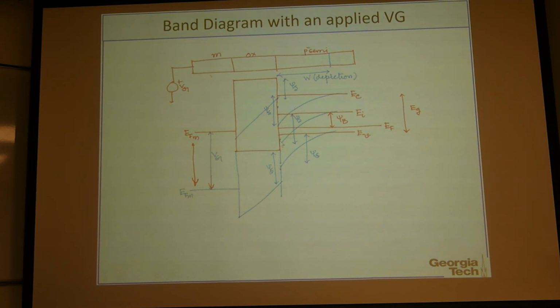Then we will define a few terms here. So the band bending from here to here is called the phi s. There's another phi s here. This is called the surface potential. This surface potential describes the band bending at the surface of the EC. This is the band bending at the surface.